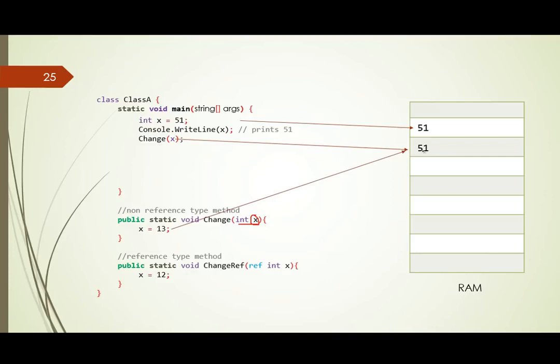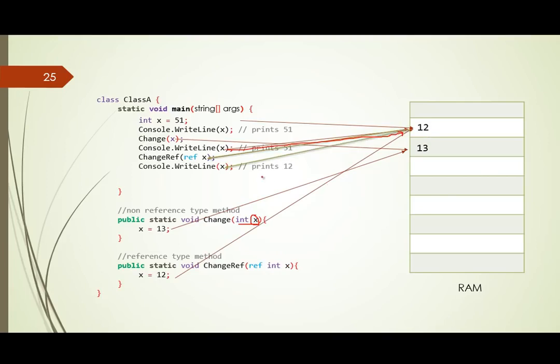But when you changed it, it changed in that copied location. So when you get back, you really don't get back the location that you were pointing to previously. So you really print the 51. And if you pass it to a reference type function, this time it really passes the reference, and when you change it, you really change it here. So when you print it, you'll get the 12 there. That's how reference types work.